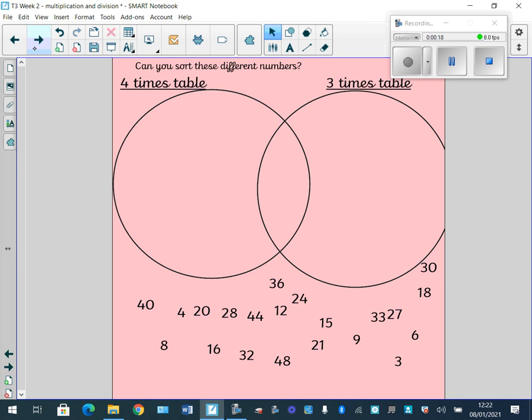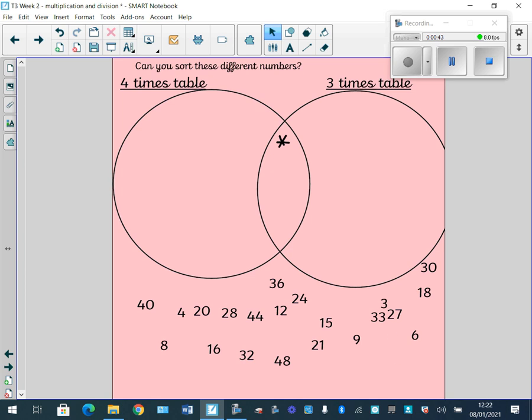And then what I'd like you to do is use the numbers across the bottom and put them in the correct circle. The 3 times table, the 4 times table, and in the middle they might be in both times tables. So pause the video here, see if you can sort the numbers. Brilliant. How did you get on? Hope you did alright. Let's go through the 3 times table.